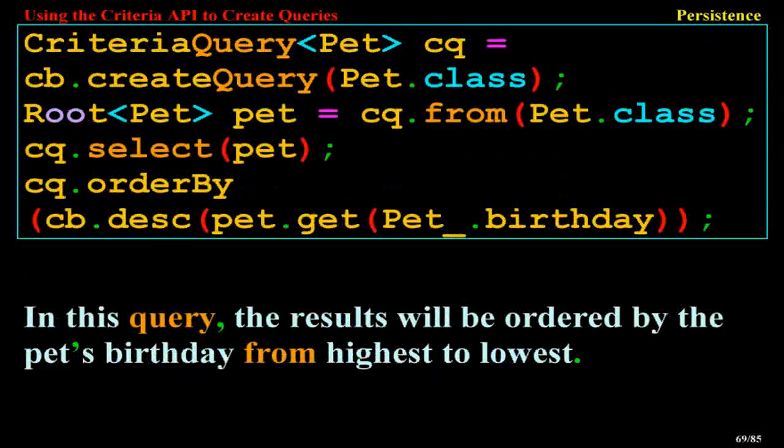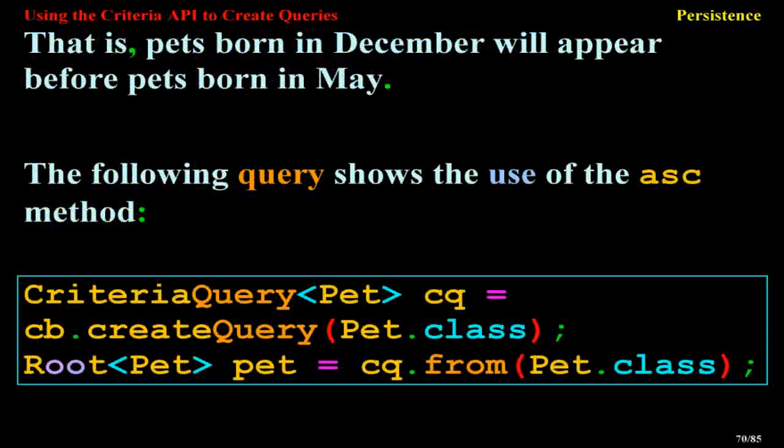CriteriaQuery<Pet> cq = cb.createQuery(Pet.class); Root<Pet> pet = cq.from(Pet.class); cq.select(pet); cq.orderBy(cb.desc(pet.get(Pet_.birthday))); In this query, the results will be ordered by the pet's birthday from highest to lowest. That is, pets born in December will appear before pets born in May.